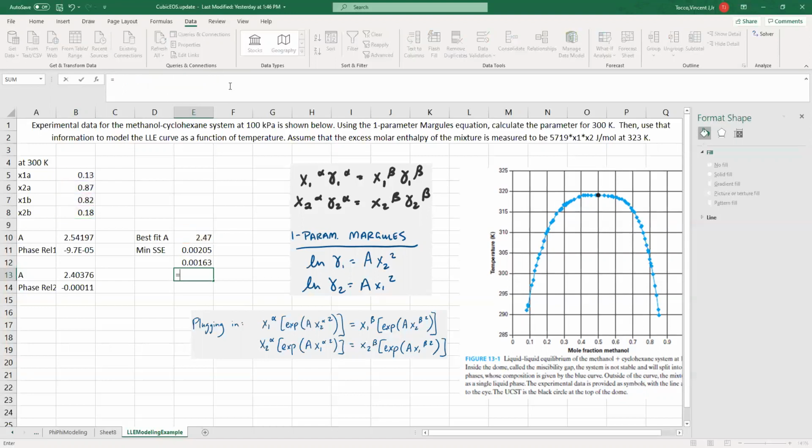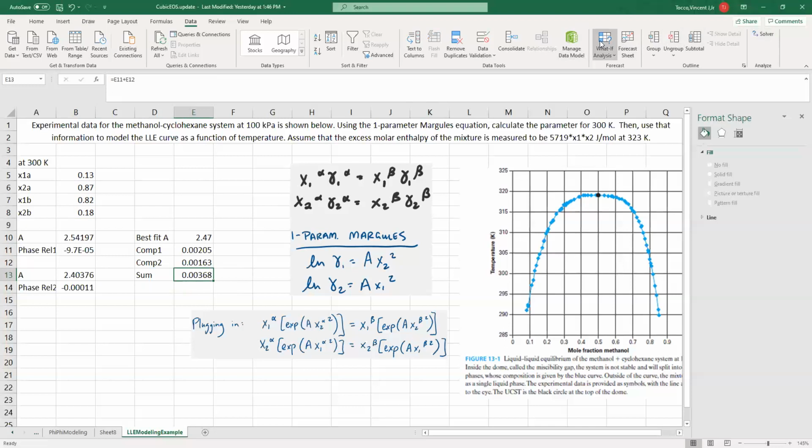And now I want to add these together. So equal, well, I don't have to click sum if there's only two. I'll just add them both together. So this is phase 1. It's not phase 1, it's relationship 1, component 1. Component 2, and this is the sum. And what I really want to minimize is this sum column.